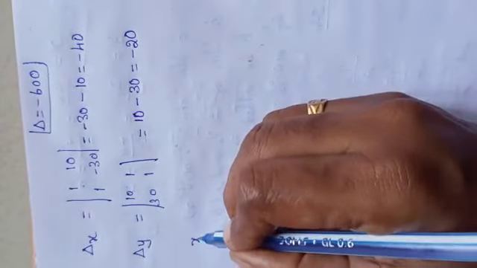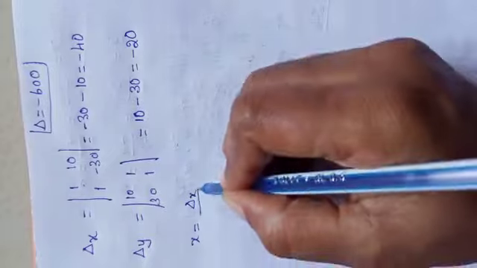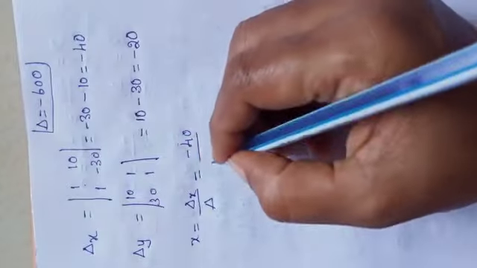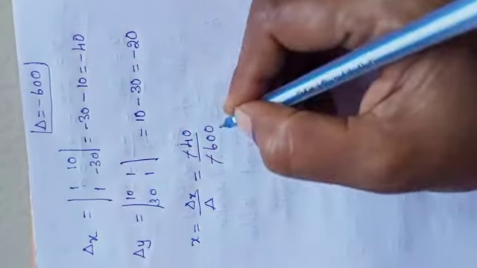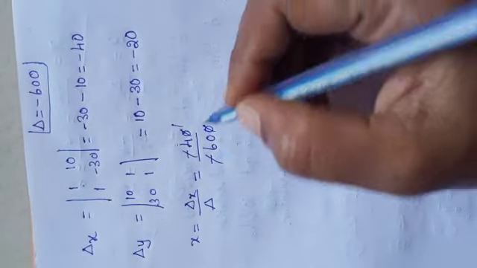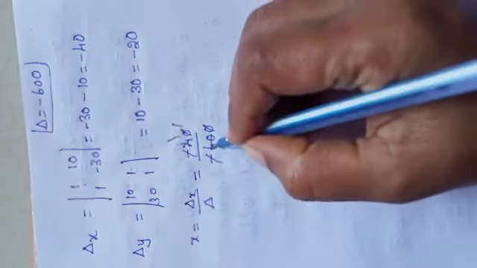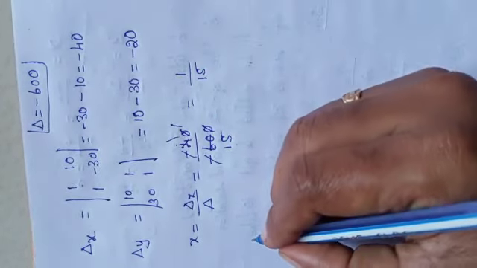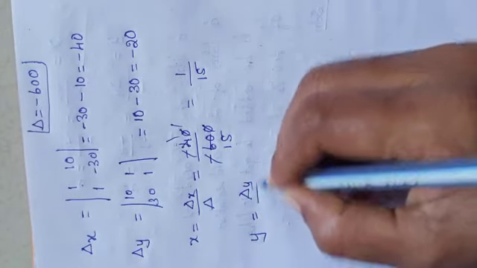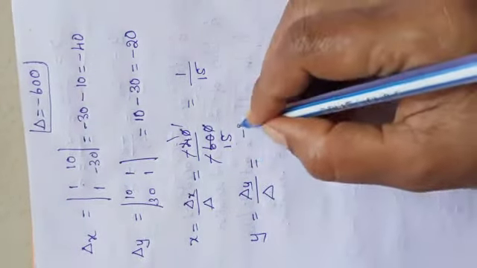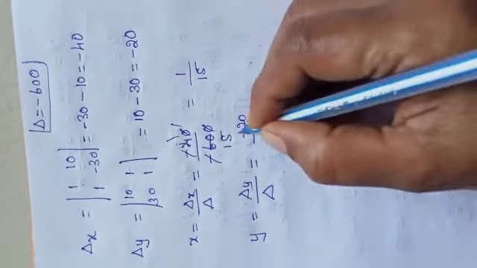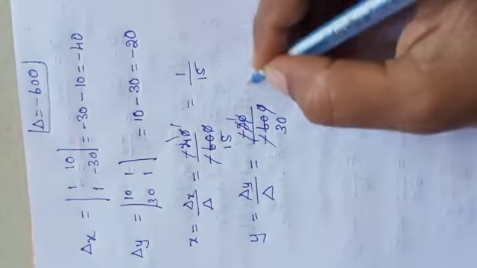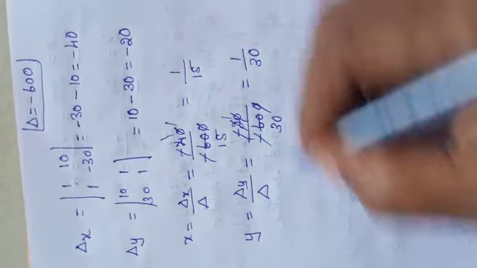Now shall we find out x? X is equal to delta x by delta. Delta x actually we have got as minus 40 and delta minus 600. See, minus and minus will get cancelled, 10 and 10 cancel. Now 1 4 is 4, 1 4 is 4, 20, 5 4s are 20. So 1 by 15. Then y is equal to delta y by delta. Delta y is minus 20 by minus 600. Minus and minus will get cancelled, 10 cancels. 1 2 is 2, 30. It's 1 by 30.